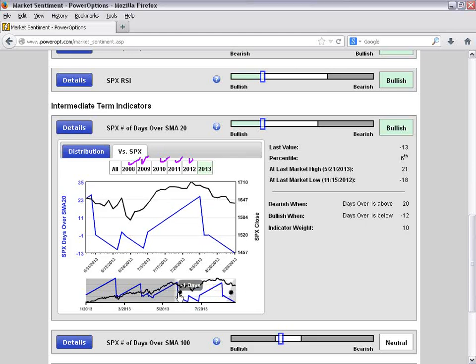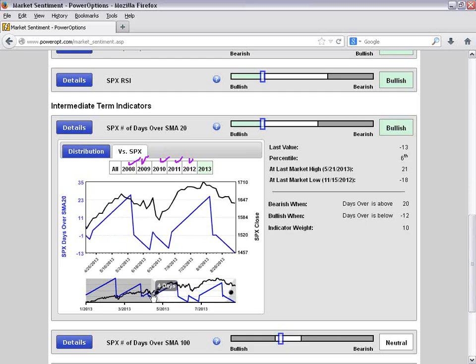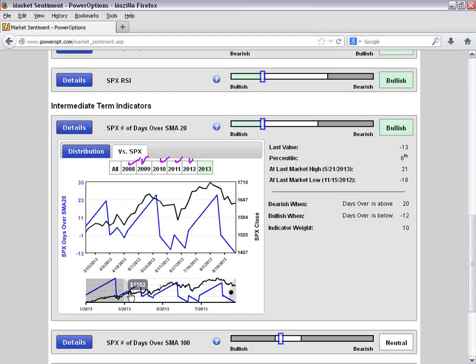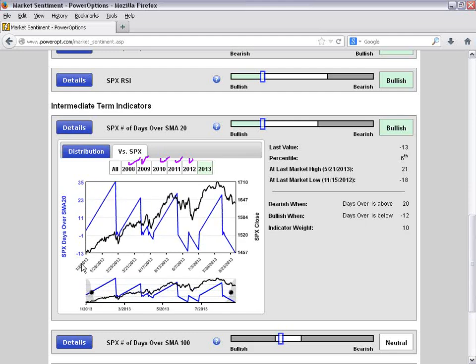I'm going to click on the black dot here, and we're going to increase our window. I'm going to move the window a little bit, a little bit more, and then just a little bit more here. So now we have essentially all of 2013, from January 2nd, 2013 to today, where we can see here's the SPX 22 days above its SMA 20.